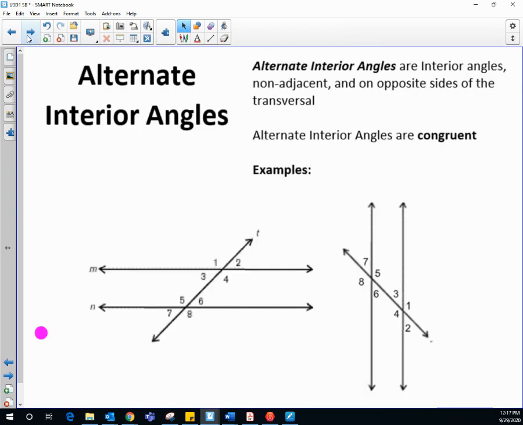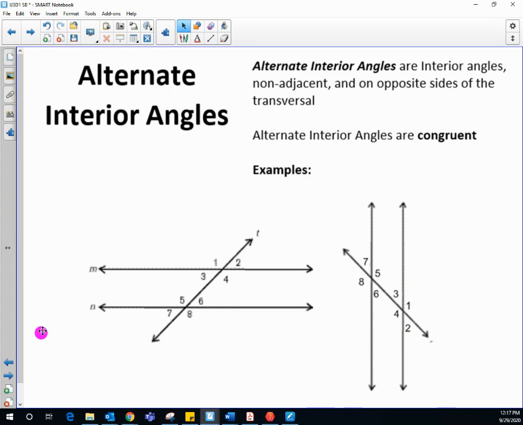All right, so let's get into some of these angle relationships. So first we have an alternate interior angle. So we know that alternate means on opposite sides of the transversal. They need to be in the interior, so in between the two parallel lines, and these are not adjacent angles, so that means they're not next to each other. Alternate interior angles are congruent, so that means they are equal to each other.